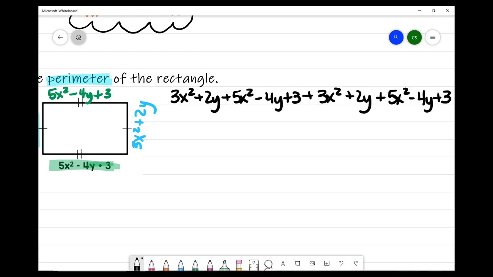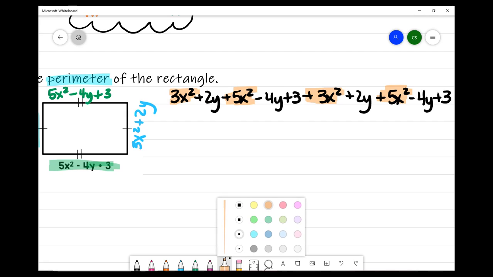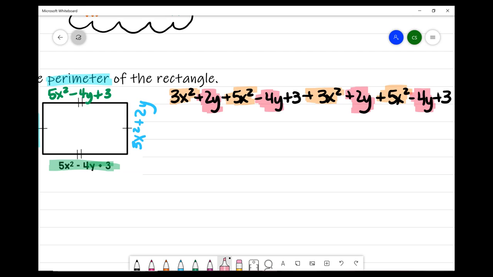Yeah, it's a lot going on. So let's just go ahead and identify our like terms. So we have all of our squares, 3x squared, 5x squared, positive 3x squared, positive 5x squared. Then I have a positive 2y, a negative 4y, a positive 2y, and a negative 4y. And then I have a positive 3 and a positive 3.